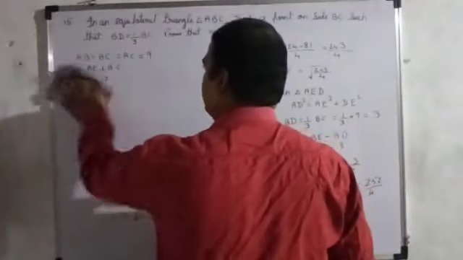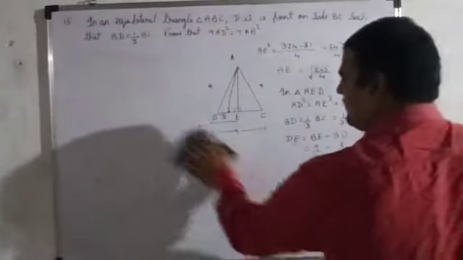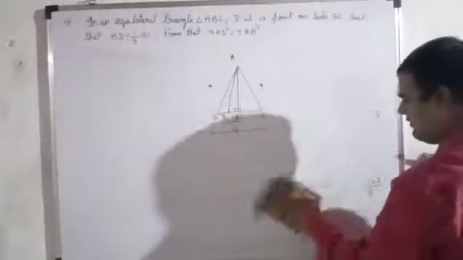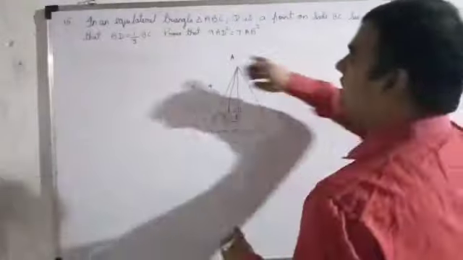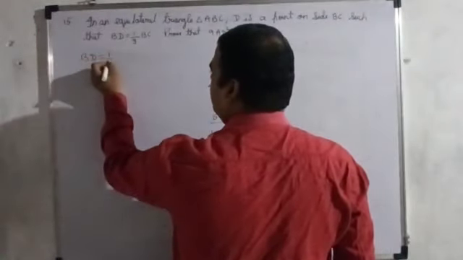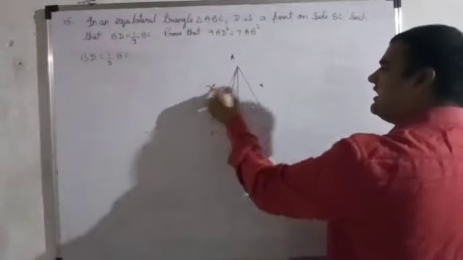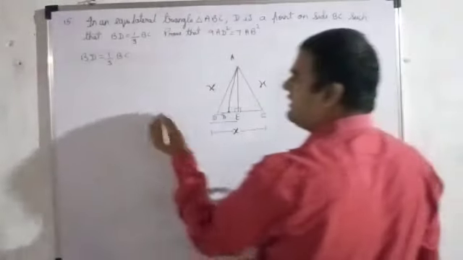Ready? Okay, so I am removing these changes and this is the actual question. So we will do the actual question. Very simple. It is given BD is 1/3 of BC. Since it is an equilateral triangle, you can take x, x, x for all sides.